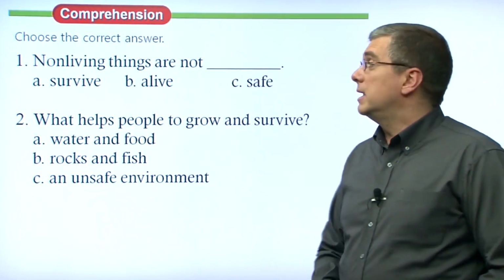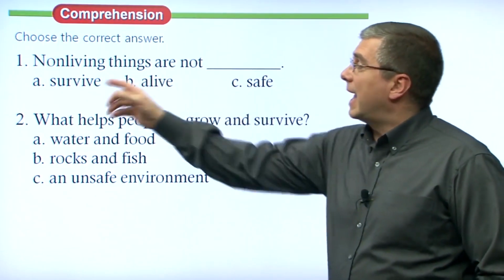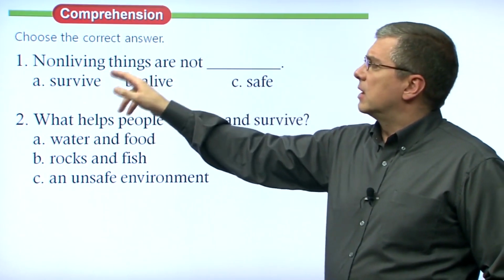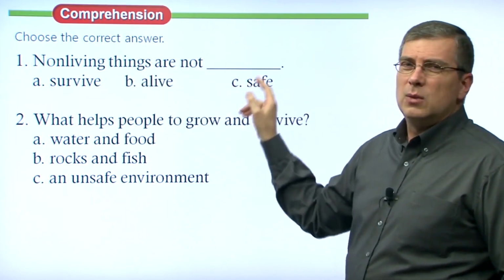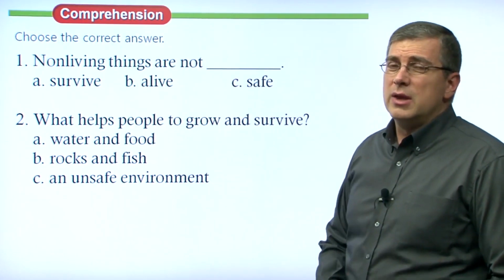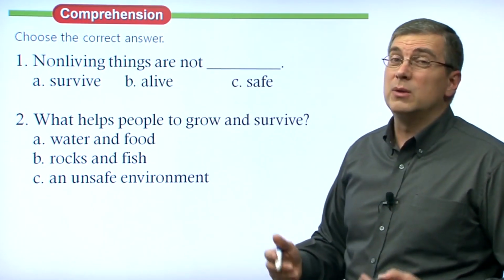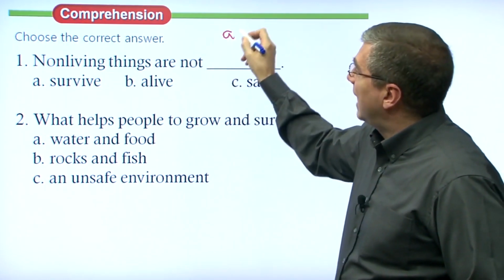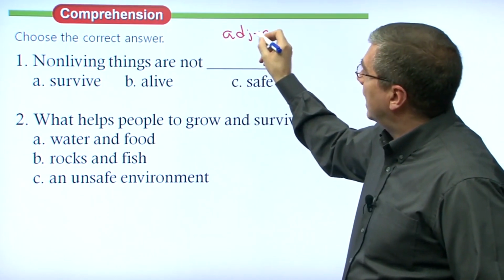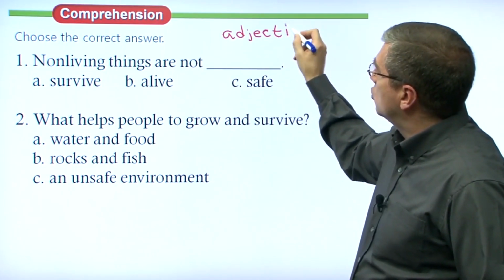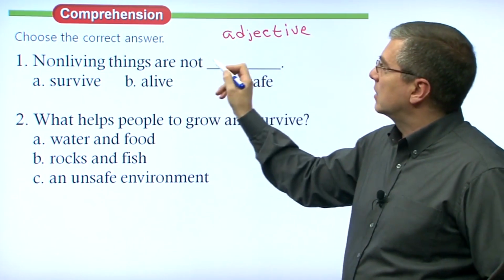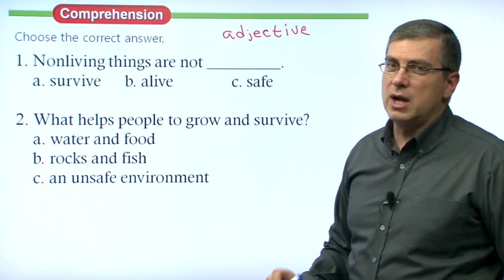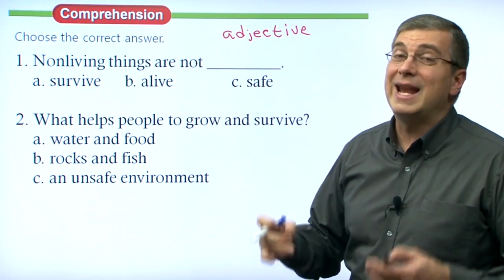We have question number 1. Non-living things are not what? A, survive, B, alive, or C, safe. Now look at the sentence here. Non-living things are not. Then we're describing non-living things. The word form, or the type of word that we use to describe something, is an adjective. Adjective. Write slowly. Adjective. So non-living things are not. We're looking for an adjective because an adjective will describe what these things are not. We're looking for a descriptive word, an adjective.